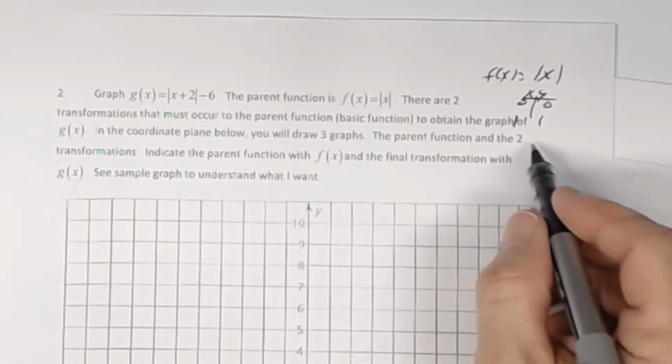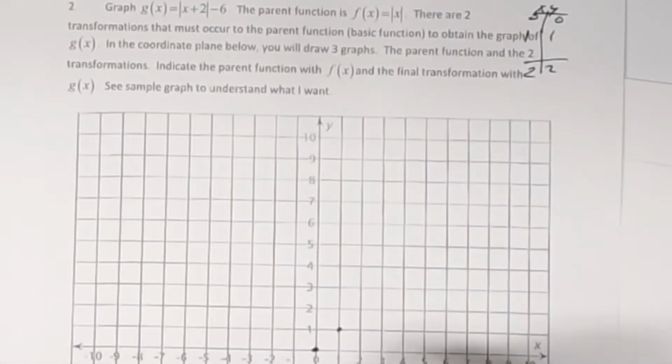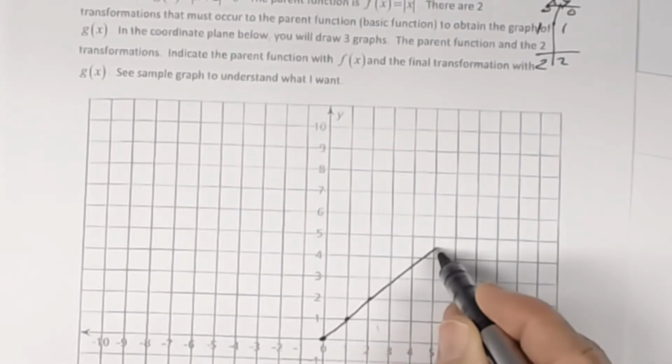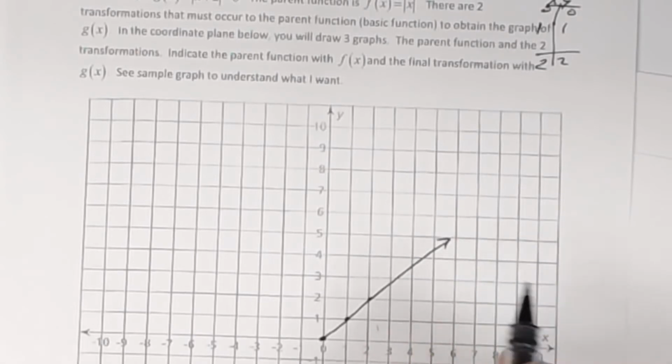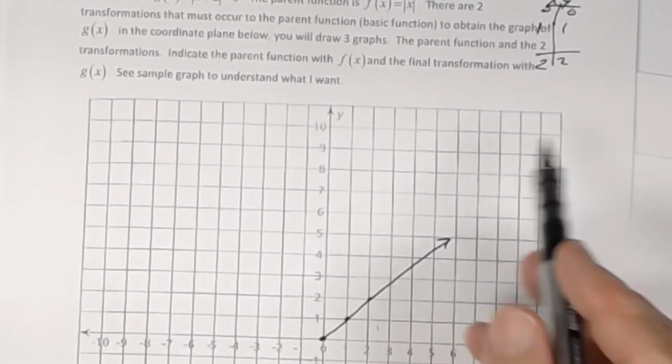If x is 2, I get the absolute value of 2, which is 2. So I get the point 2, 2. So this side looks like this. This ray looks like that. Again, I didn't draw it very well, but I'm not going to erase because I use a pen. Let's go on the other side.